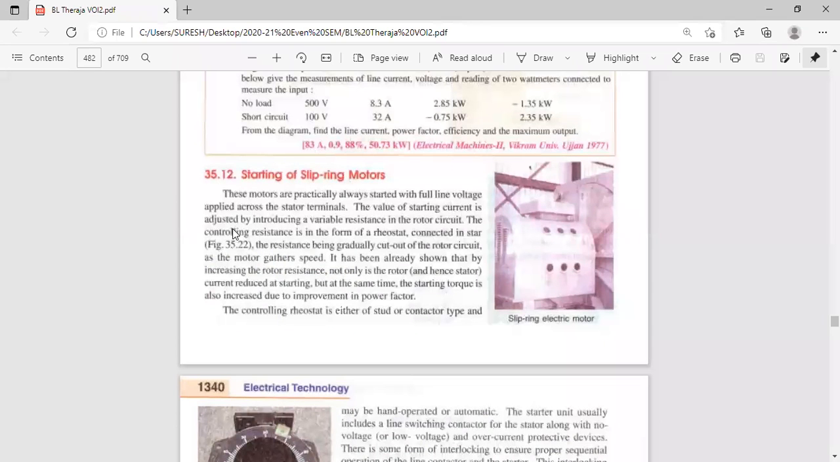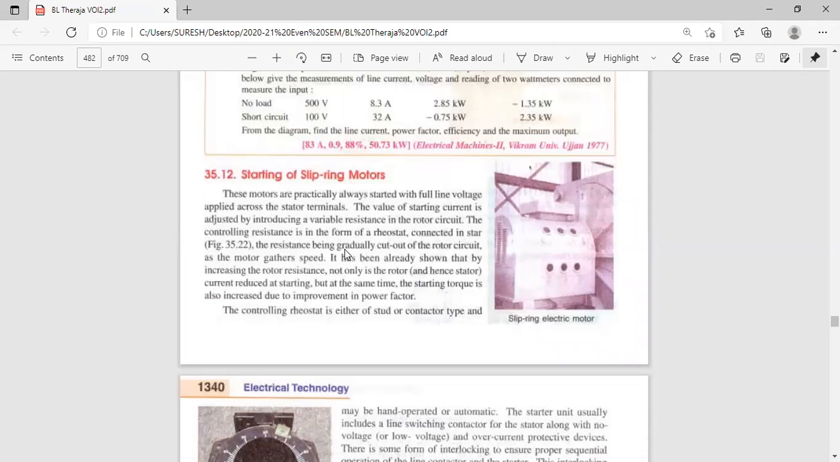Here the value of starting current is adjusted by introducing a variable resistance in the rotor circuit. The initial starting current is very high, so we are adding one variable resistance. We can vary this resistance. The controlling resistance is in the form of a rheostat. This line is very important: the resistance is gradually cut out of the rotor circuit. When can we remove this rheostat?